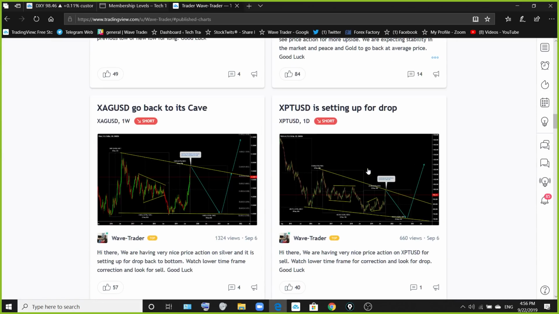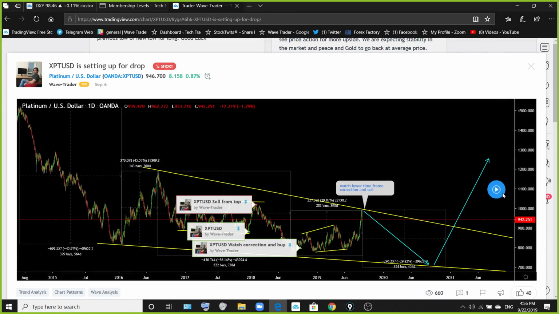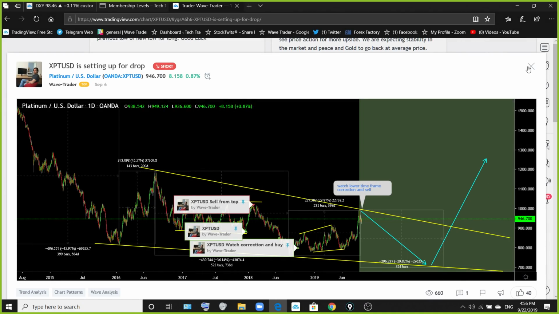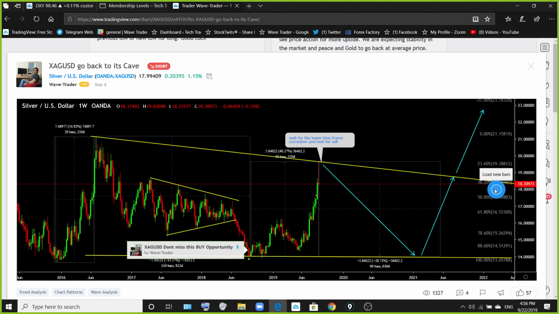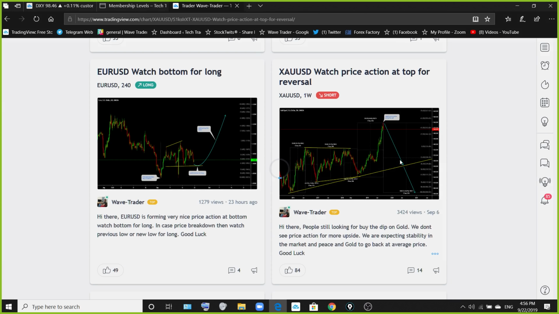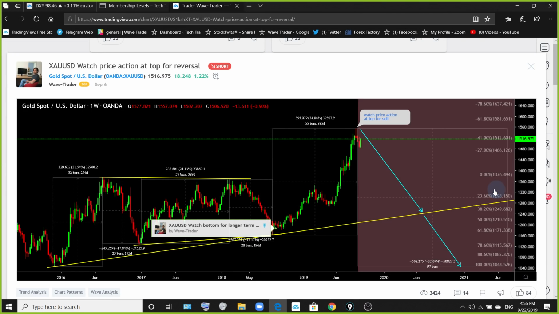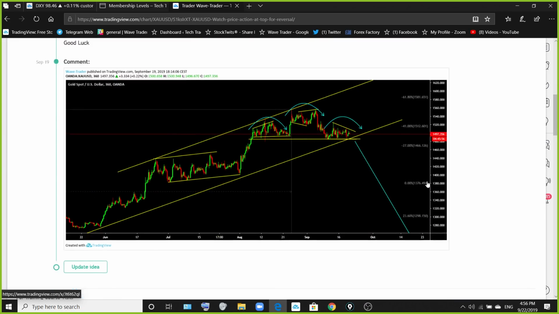All right, and plenty to come on the platinum. And the silver. Silver is correcting on lower time frame, and gold too. Gold is forming a head and shoulder formation at the top, struggling on weekly time frame, forming this head and shoulder formation.